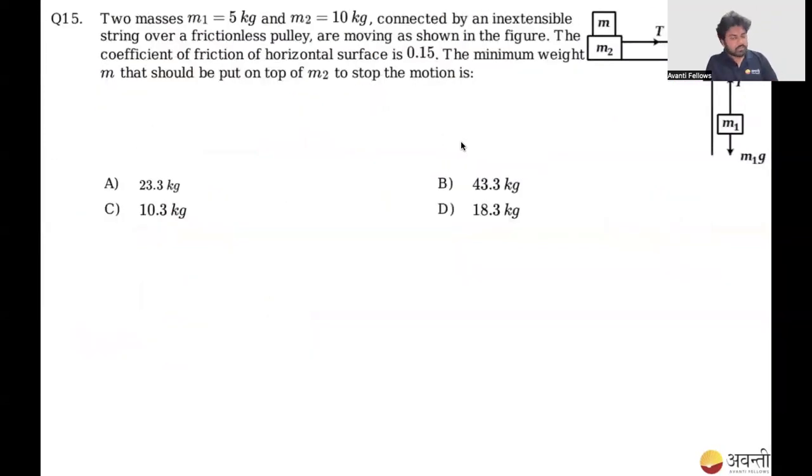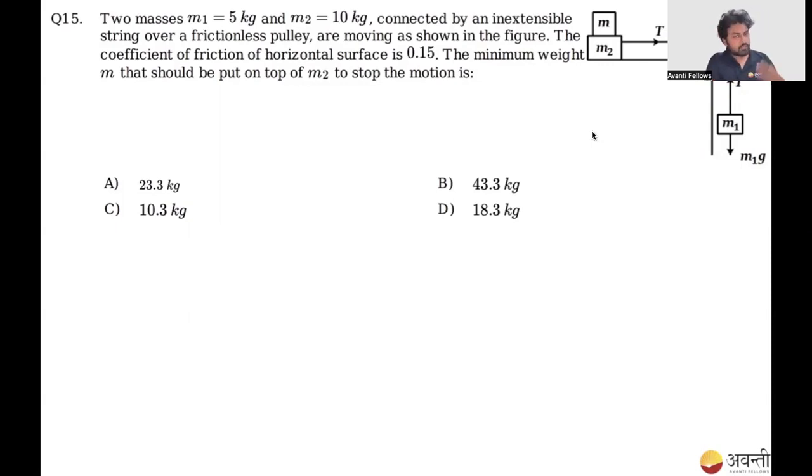Please read the question and then we will discuss its answer. Okay, let's move to another question. I hope you have read the question and let's see how to do this question.